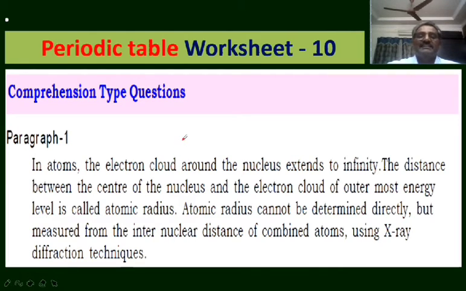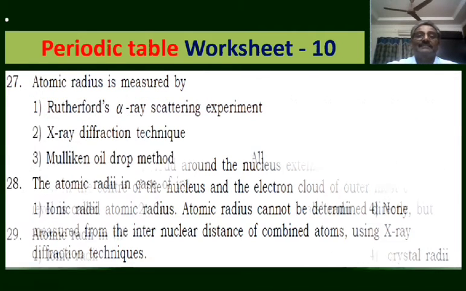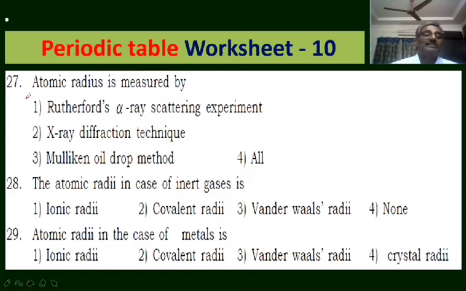We already discussed that as the electron cloud extends in the region around the nucleus and the electron doesn't lie at the same distance at all instants, it is not possible to measure the distance between the nucleus and the electron directly, but it is measured indirectly from X-ray diffraction techniques. Let us answer some questions based on this paragraph. Atomic radius is measured by X-ray diffraction techniques. It is directly given, so the second option is the right option.